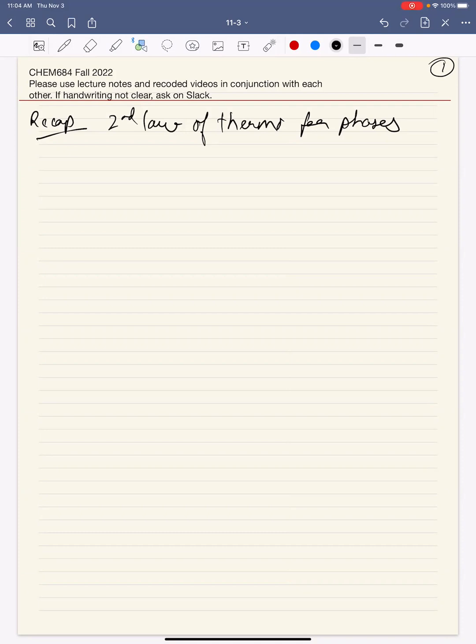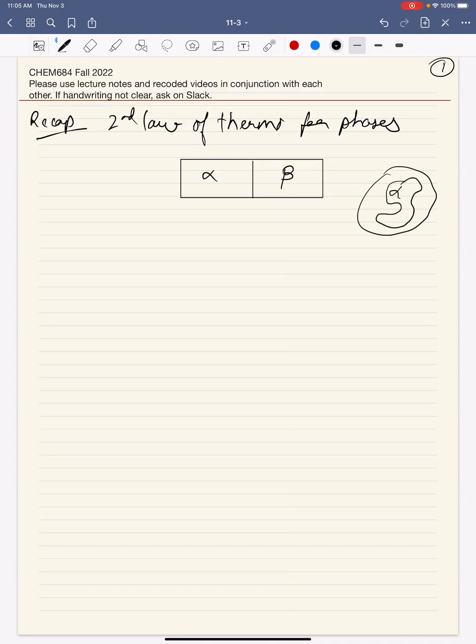We have two phases, alpha and beta, and they are existing in equilibrium with each other. And I drew a boundary in the middle, but this boundary could be abstract. You know, there are just two phases which exist. For example, you could have a boundary which looks like this, alpha is like this, and this is all beta, or maybe they're mixed, you know, some generic boundary where they exist in equilibrium with each other.